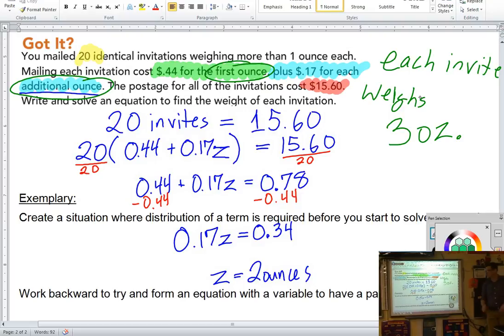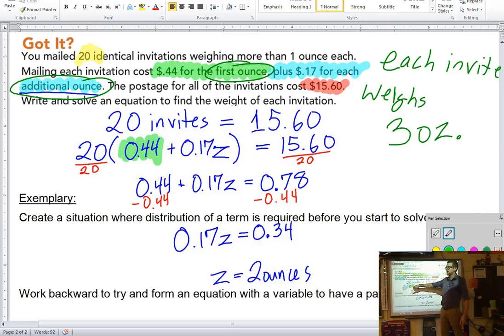Izzy asked how to get from 2 to 3 real quick while you're packing up. This 44 cents was an ounce. So this was 1 ounce initially, and then these are additional ounces. We already had 1 ounce, and then we got 2 extra ounces, which makes 3 ounces total.